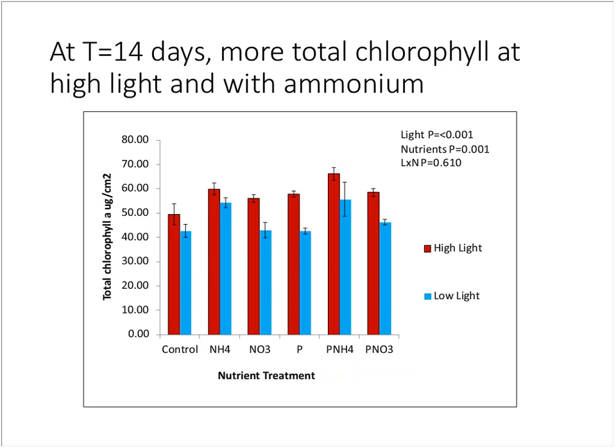So at 2 weeks, you can see more total chlorophyll at highlight and with the ammonium test. This graph shows all my nutrient treatments down here. You can see the control and the nitrates and ammonia, phosphate, and then my combinations. And then total chlorophyll again on this side. So it's easy to see that my highlight in red was the highest in each category, and my low light grew less in each category.